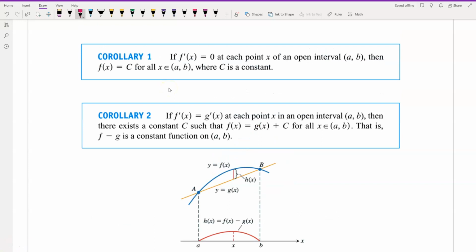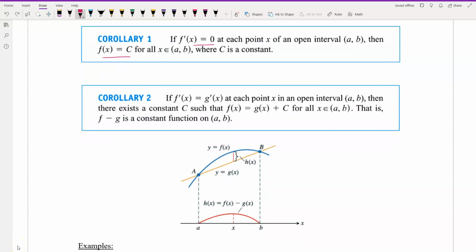Corollary 1: if f prime of x equal to 0 at each point x of an open interval a comma b, then f of x is equal to c for all x belonging to open interval a comma b, where c is a constant. So what we have here says that the derivative of a constant is equal to 0.